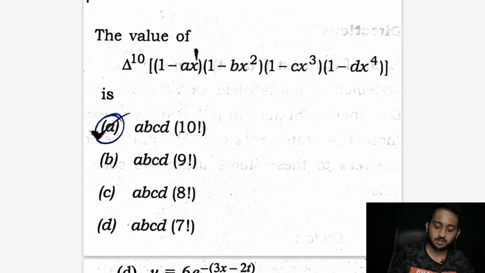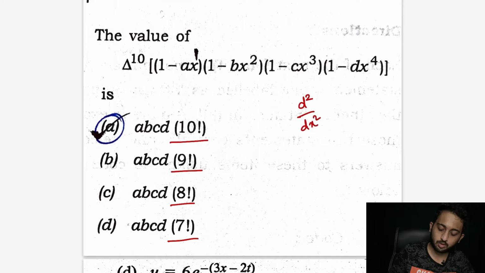So for this question, when you looked at the options, there is a factorial term in every option. Then I got a hint that when you think d square by dx square of x square is 2 factorial, similarly d cube by dx cube of x cube is 3 factorial.